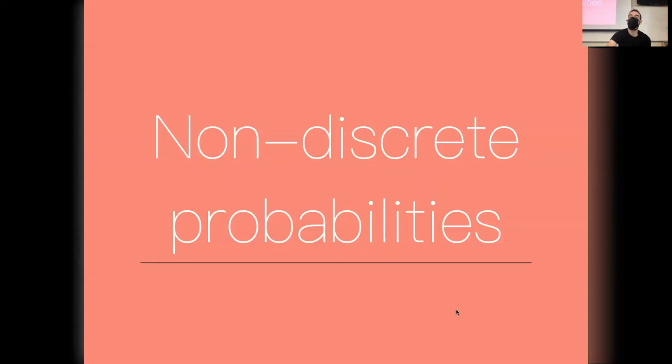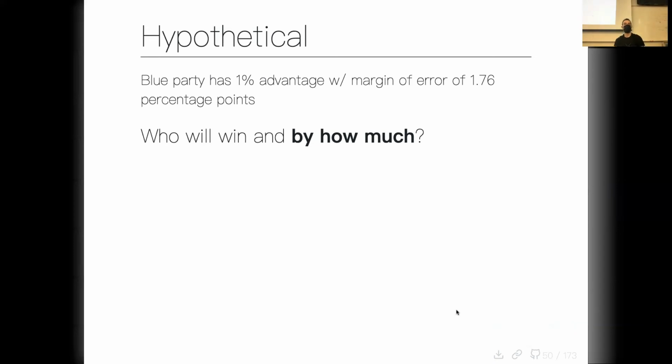All right, let's talk about non-discrete probabilities. So we're going to go to hypothetical elections again, okay? And let's say there's a blue party and a yellow party. Based on the polling that we have, the blue party has a 1% advantage, but the margin of error that we have is 1.76 points. In this case, we could collapse this to a discrete probability, where we would ask who's going to win, blue or yellow. But very often we want to know not just who's going to win, but by how much.